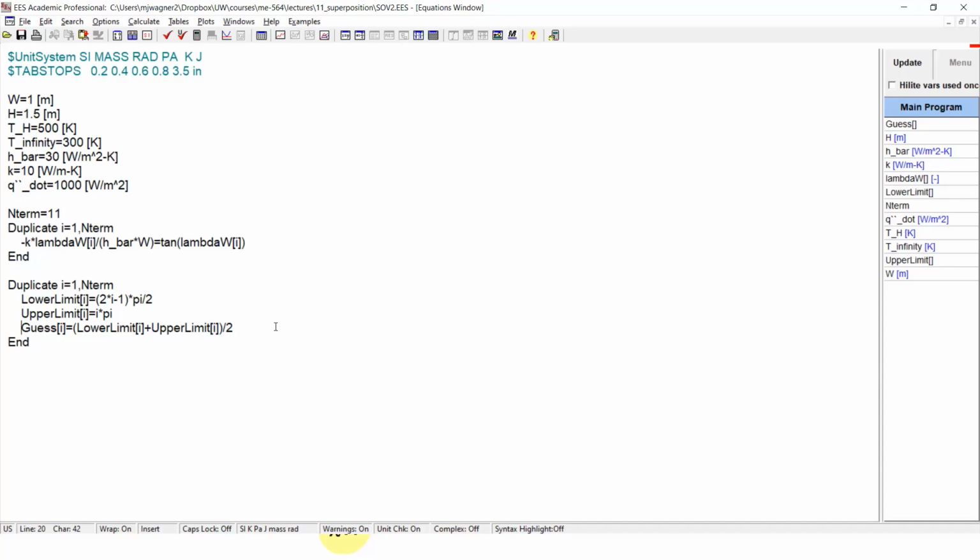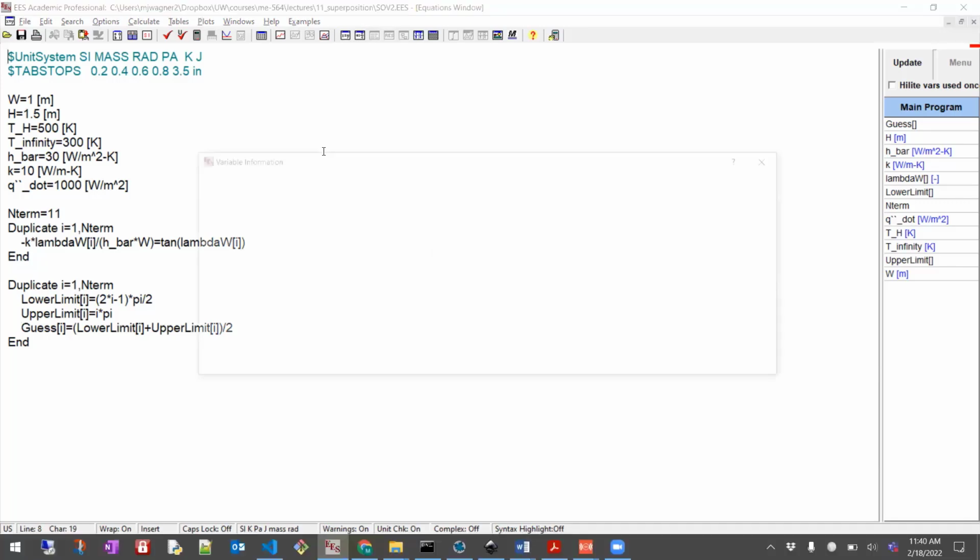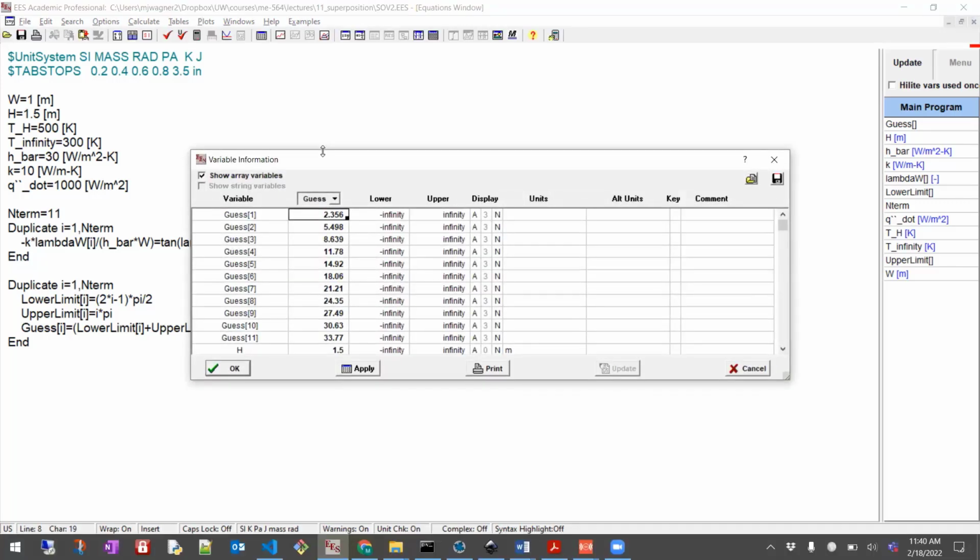Okay, so how does this help? This is all in the equations window, and guesses are provided somewhere else. Right? So let's go to the guess or the function information. That is F9. I'll just hit F9. Okay, so this is where you go in and provide the initial guesses. Let's not show all the array variables, like every single index. Let's just show the variables as they appear. Okay, so here we see everything is kind of its default, except this lambda W.